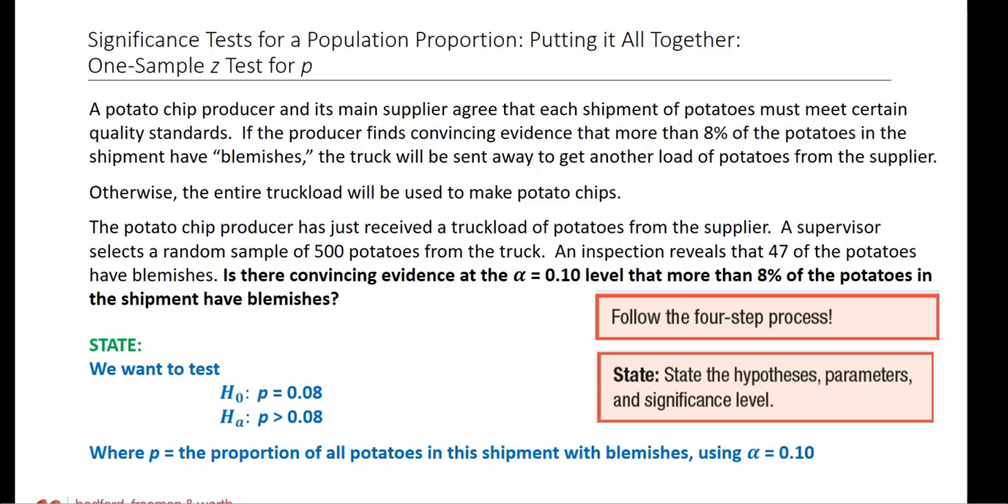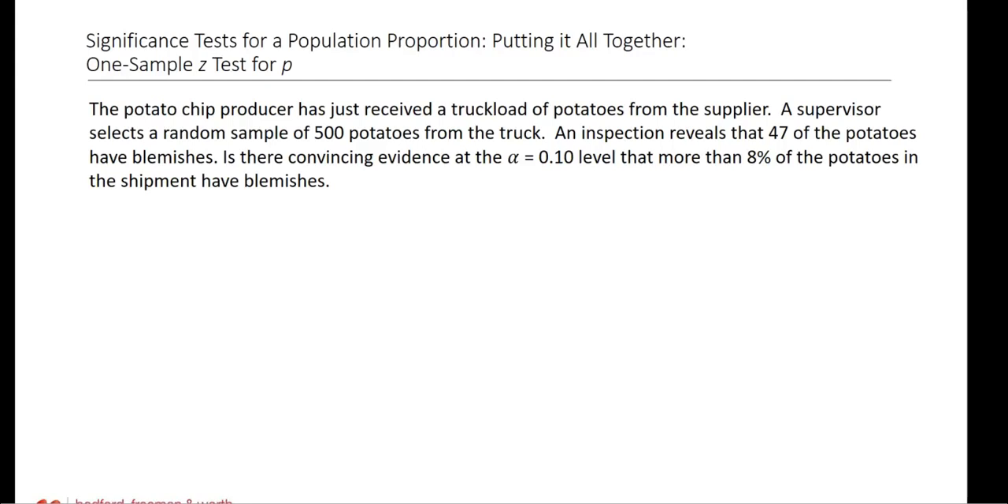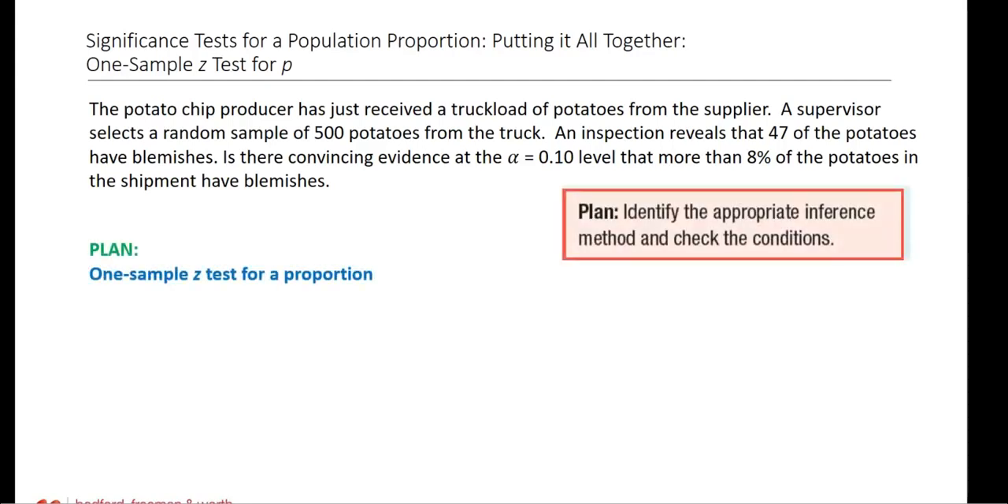Also a good idea to mention the alpha level. The alpha level is unusual here, so it's really important to mention that. So I should have written down alpha equals 0.10. So this is not a life or death situation. They just decided to change the alpha level to 10%. So let's see if that makes a difference here. So do one sample z-test for our proportion.